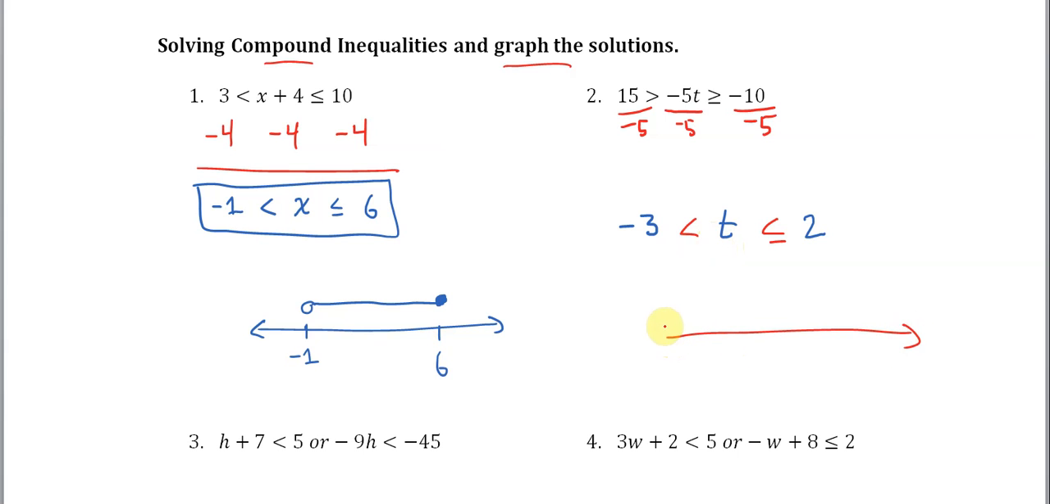All right, now let's graph this. So we're going to put negative 3 on the line. We're going to put positive 2. And t, our variable in this case, is in between those two.